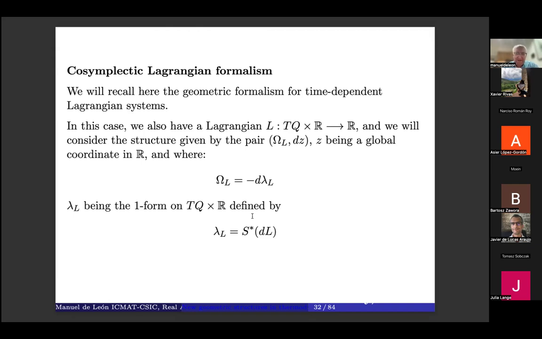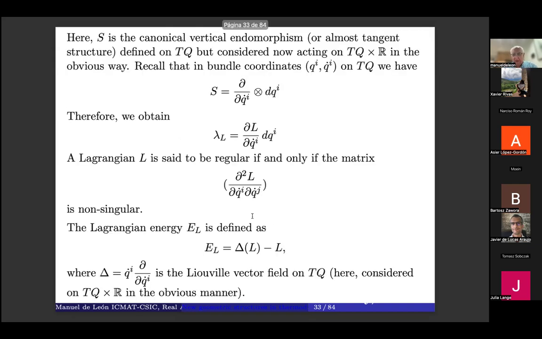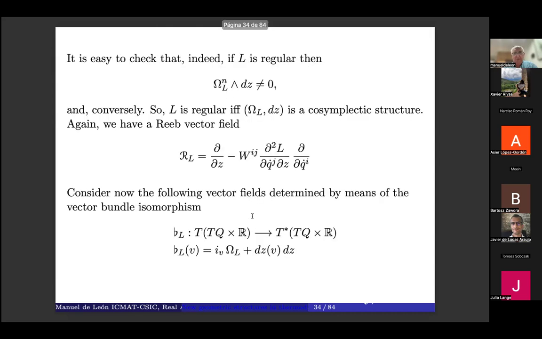So we consider S, which is just the canonical endomorphism, the vertical endomorphism, or the canonical almost tangent structure on TQ, and you can extend it to TQ times R in a trivial way. This is because L is a function on TQ times R, not on TQ. Okay, so it is lambda L, and we have the usual local expressions.